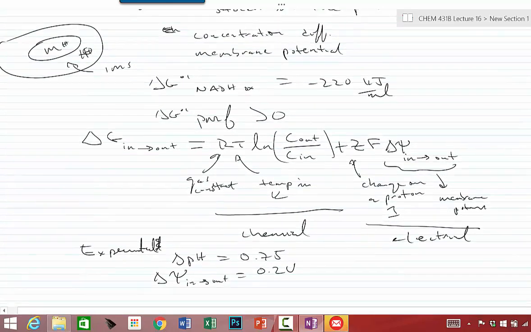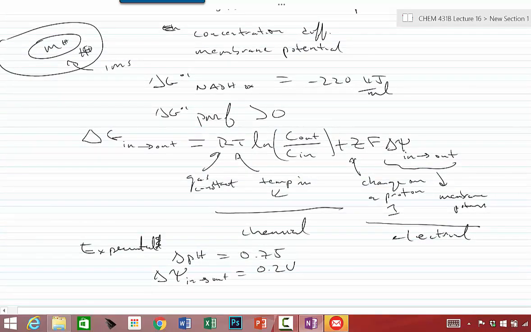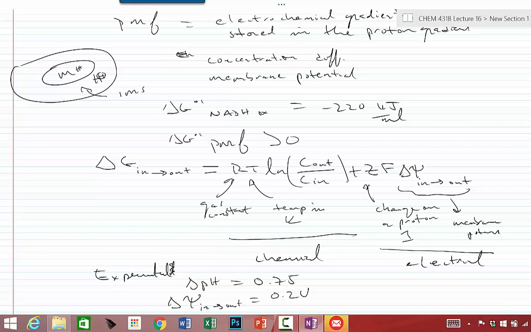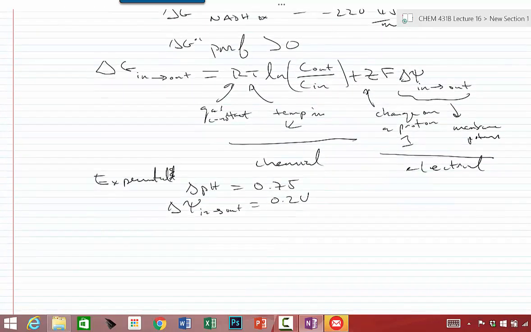Let me ask you this. This pH difference, is the pH on the outside of the matrix going to be large or small compared to the inside? Small, very good. So actually the pH is going to be low on the outside and the pH will be high on the inside. Because you guys know that it's a negative log of the concentration of protons that equals the pH, right? Okay, so that's exactly right.